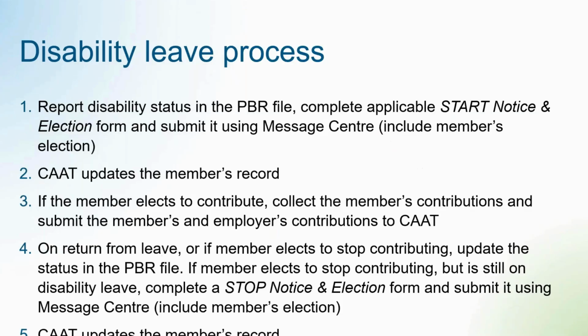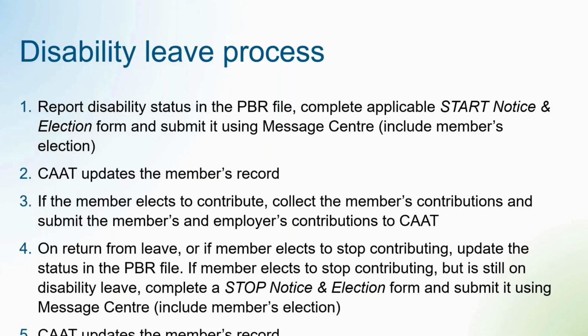For members who go on a disability leave, you will need to report this event to CAT in the payroll-based reporting file and by submitting the appropriate start notice and election form. Download the applicable form from our employer manual and complete the appropriate sections. The member must also make their election on this form to indicate whether they want to contribute or not contribute while on disability leave. You will also need to work with the member to ensure they have the information they need to make a decision about continuing to contribute to the plan.